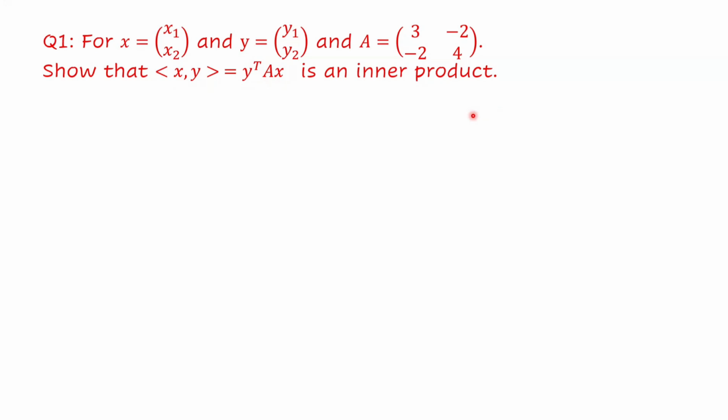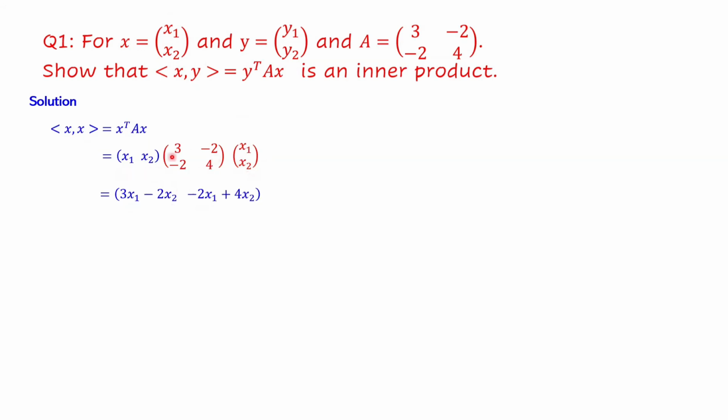So the first one is that ⟨x, x⟩, defined as x transpose A x, is non-negative. So x transpose, this column vector will become a row: x1, x2, and then the matrix A, and then x as a column vector. Then we take the multiplication of these two, and it will become 3x1 minus 2x2, and then minus 2x1 plus 4x2, and then this column vector x1, x2.